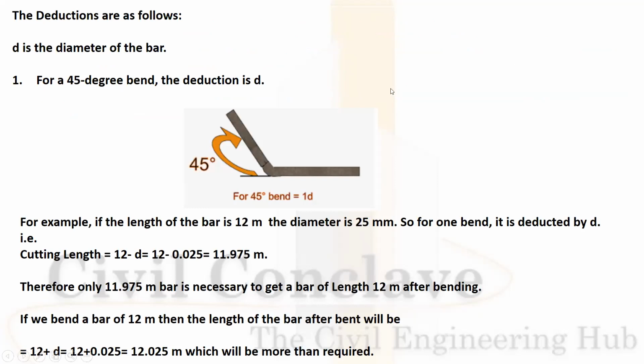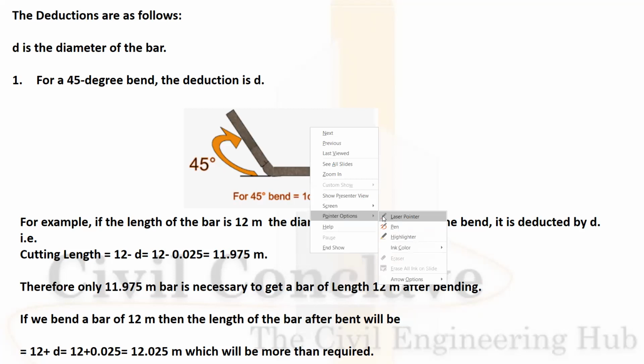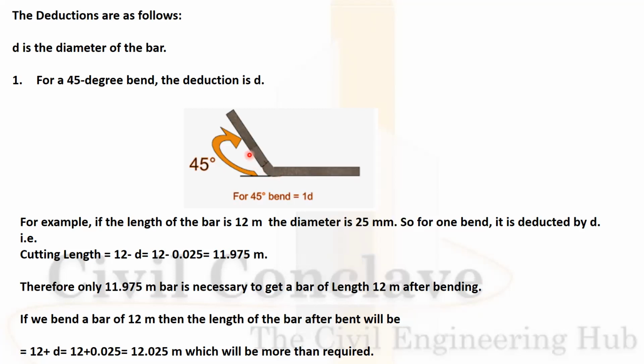How to do the calculation for the deduction? The deduction should be done as follows, where D is the diameter of the bar. For a 45-degree bend, the deduction is one dia. See here in the image, this is a 45-degree bend. When you are bending this type of 45-degree bend, the deduction should be 1 dia of the bar.